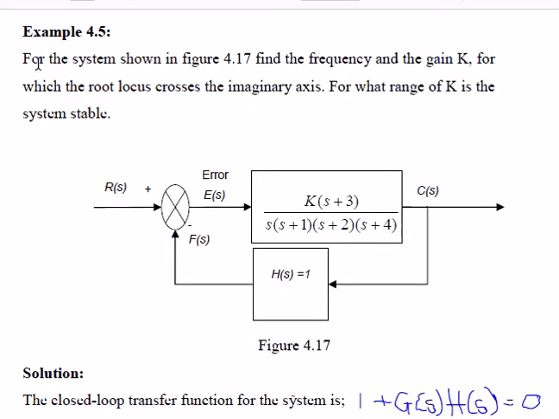From this example, we need to find the frequency and the gain K at which the root locus crosses the imaginary axis. For what range of K is the system stable? So we need to determine the range of K when the system is stable.